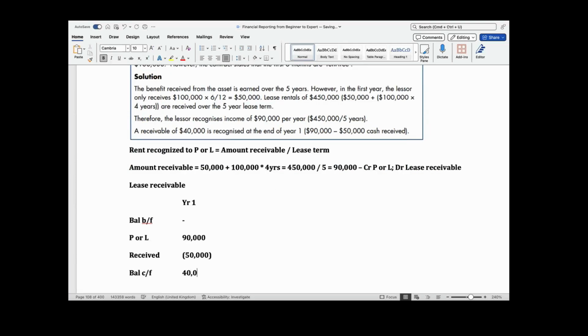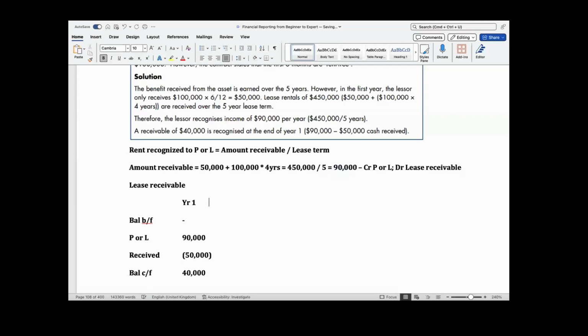That means there's a balance of 40K. This balance of 40K, you can recognize it as a non-current asset, because you might not receive it next year, while this one goes to P&L. So the core principle of operating lease is straightforward, but don't just recognize the 90K to P&L every year and forget that there might be a balance, because what you are recognizing to P&L is not what you receive. So there will be a balance.